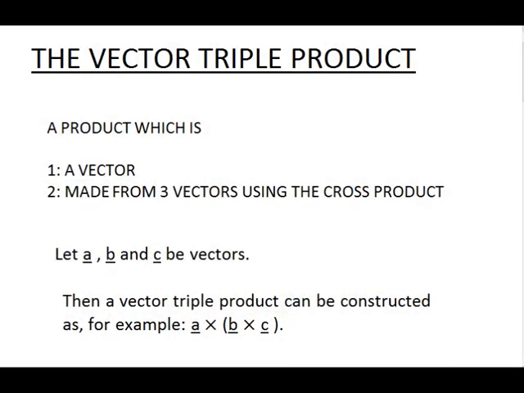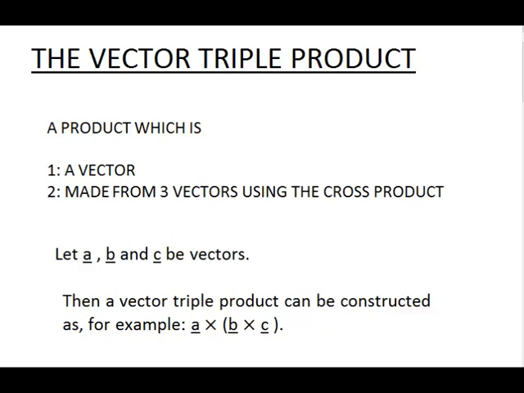In a separate MathsCast, I've discussed the scalar triple product of three vectors. Here, I'm going to investigate the vector triple product. As its name should suggest, this is a product made from three vectors, which is itself a vector. As it happens, we will need to use the cross product multiple times. Twice, in fact.